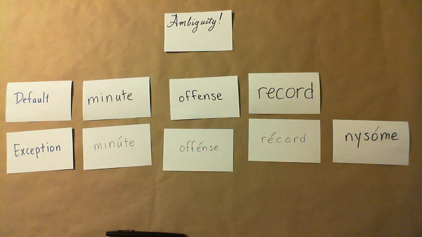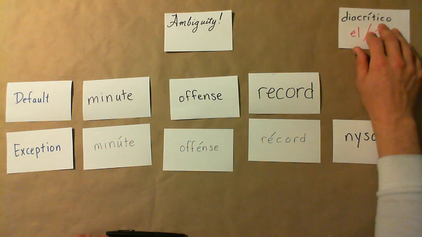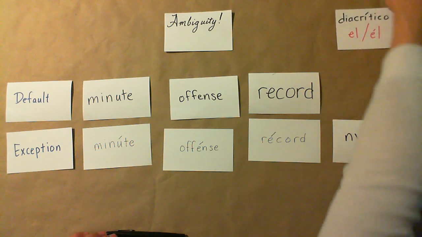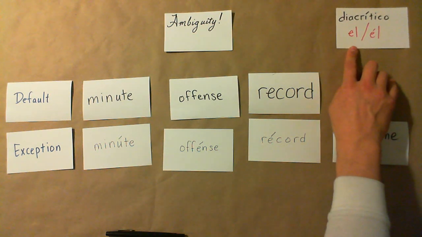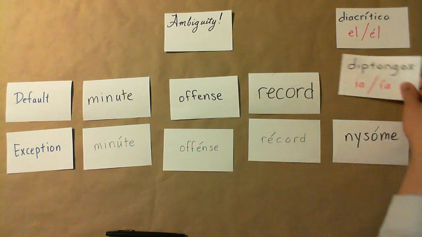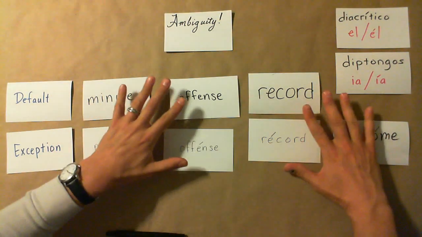Basically, there are other rules that I'm going to talk about later. Here, actually, I'll link to my other videos. This is going to be talking about the diacritico, acento diacritico. And then this is going to be about diphthongs or diptongos in Spanish, and that should clear those things up a little bit.